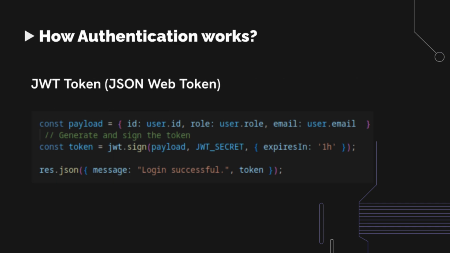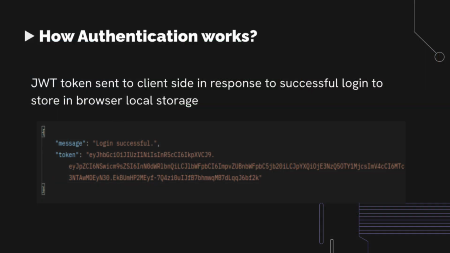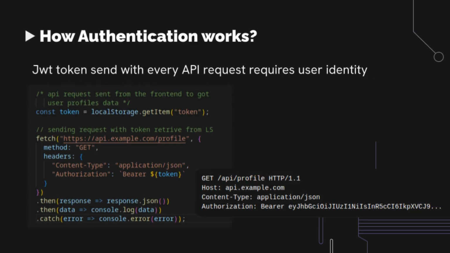This token contains important information about the user, such as the user ID, user role, and token expiry time. JWT also includes a signature created using a secret server-side key, which helps ensure that the token cannot be modified. For now, we will not go into the technical details of how the signature works. Base64 encoding converts JSON data into a short and compact string, making the token smaller and efficient to send with every request. After the user logs in successfully, the token is sent to the client and stored in the browser local storage or cookies. So whenever the user makes an API request to the system backend, the client sends this token along with the request.